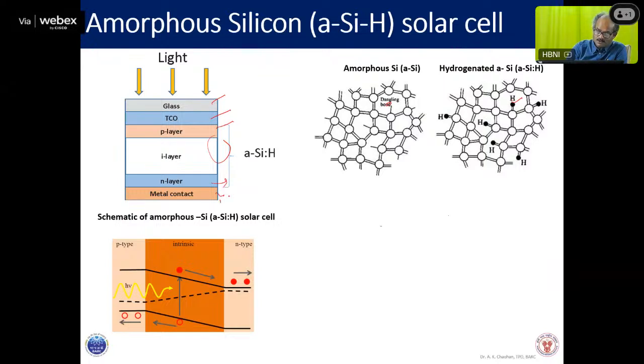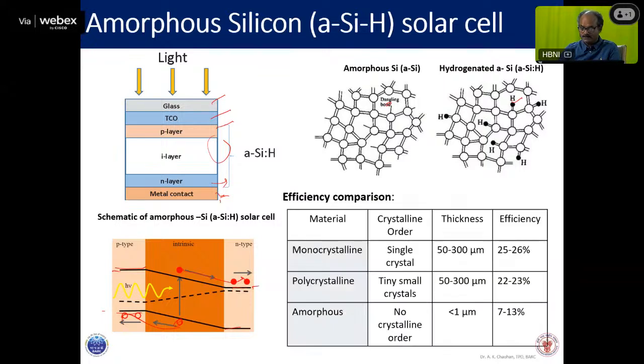If we look at the working, you have a P type here, and the N-type energy levels, and the photon is absorbed here. Electron and hole pairs are separated. These electron hole pairs move under this built-in potential, which is this much difference, and then they reach the electrode and are collected.